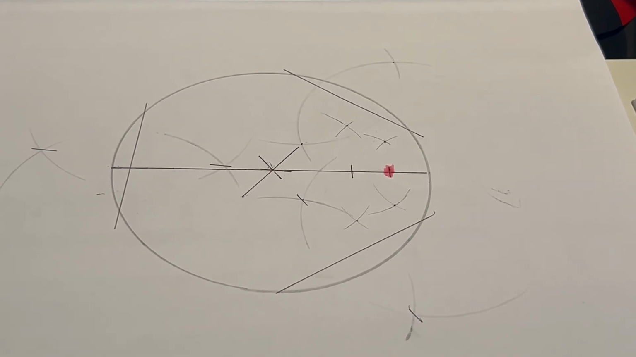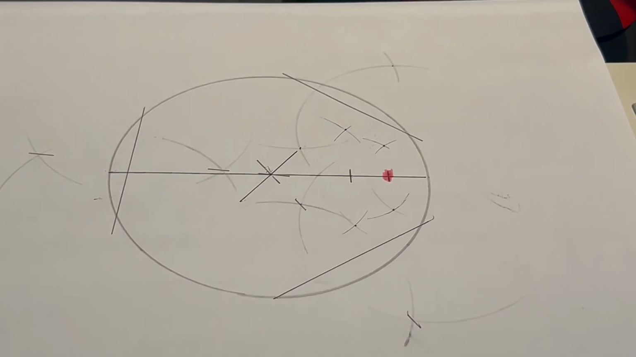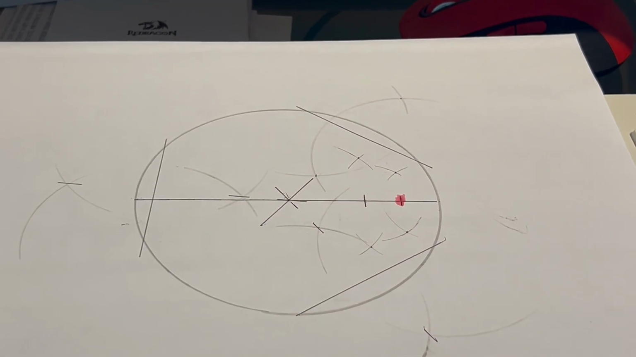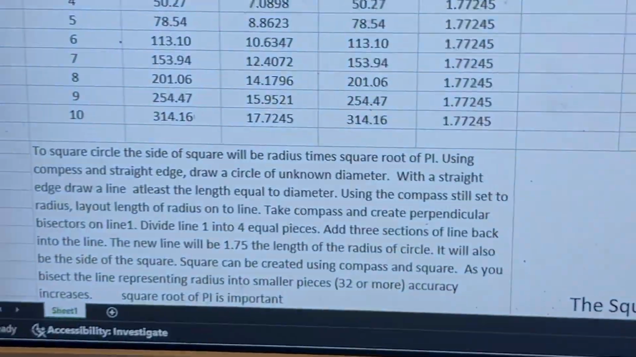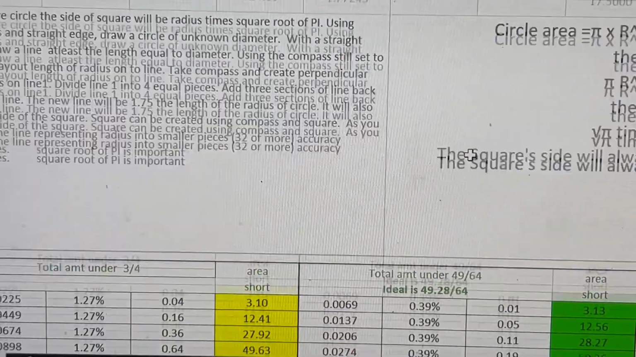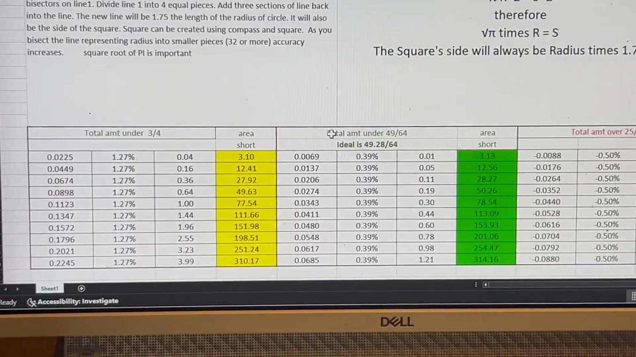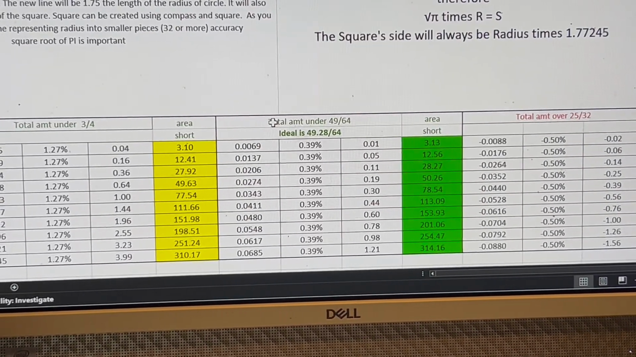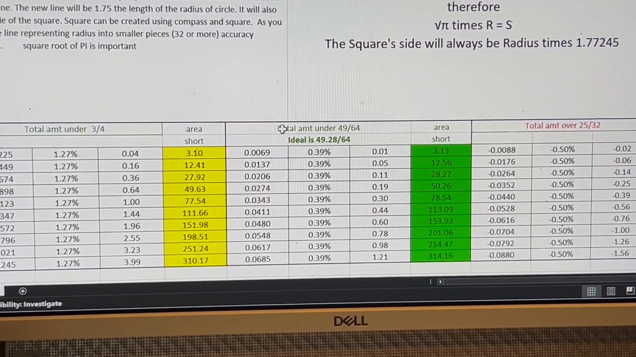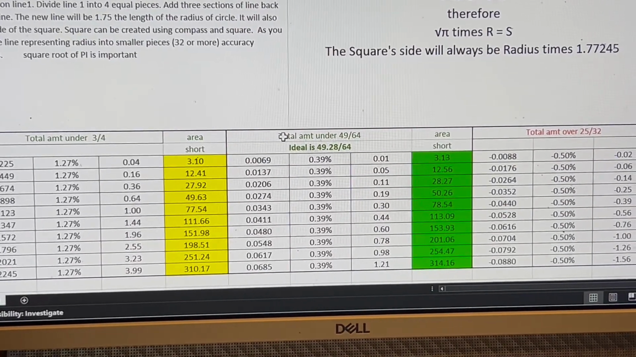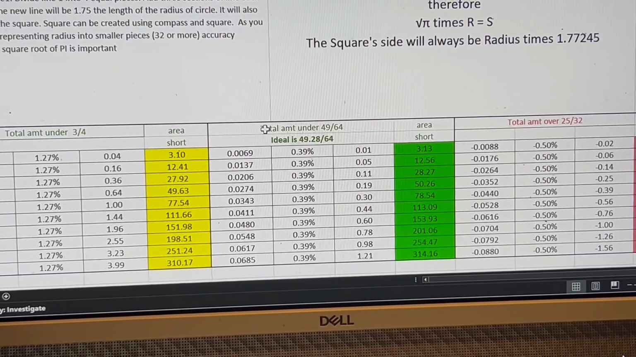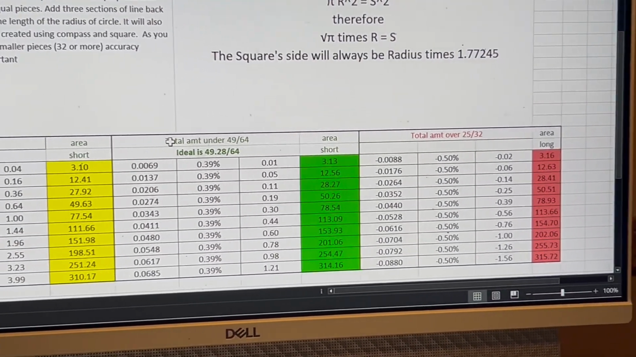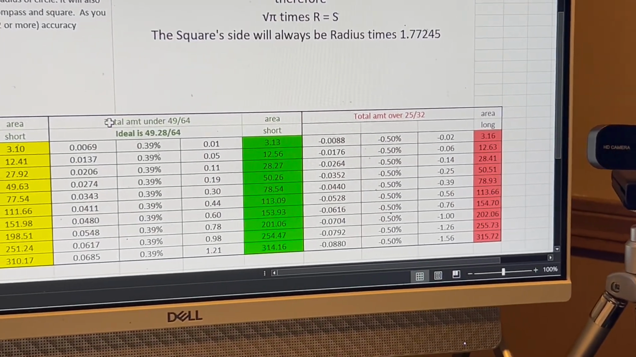To get there, we're going to have to keep going with our perpendicular bisectors, and we need to get down to a dimension. Let's slip this down a little bit and back out. The dimensions here are 3/4 of an inch, 49/64. Ideal is actually 49.2864. If we could get a compass dimension of 1.4928 over 64, which would get us the 1.77 we need, but at 25-30 seconds, we're a little bit long.